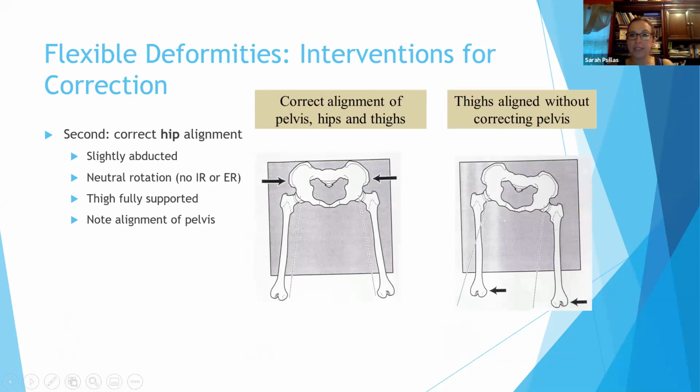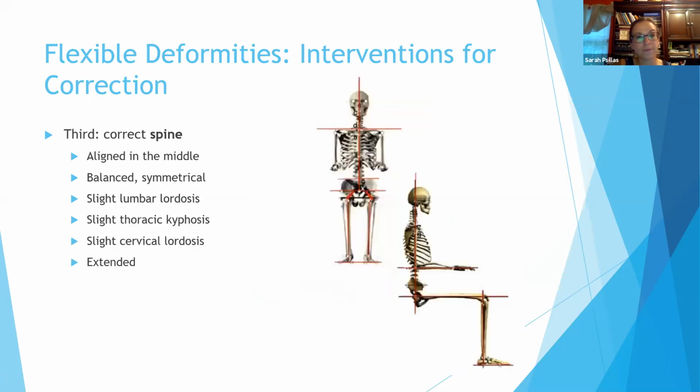The second thing you want to address is hips, and you just want to make sure they're aligned. So this image, while not fancy, I think shows really what you want to try to obtain. So the one on the left is when the hips and the pelvis are in alignment. Okay, so they're neutral, there's no rotation. The thighs are fully supported, and the pelvis is still aligned, right? It didn't change the position of the pelvis. And then the one on the right is an example of when the thighs are aligned, but the pelvis is not.